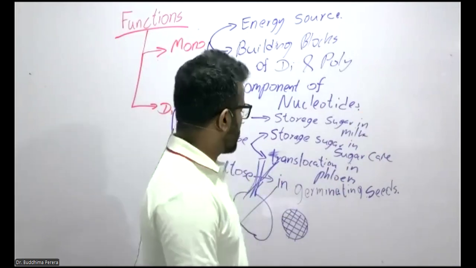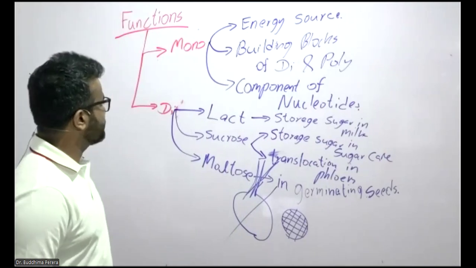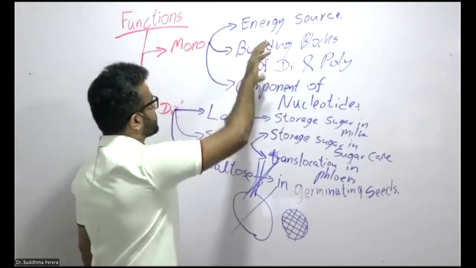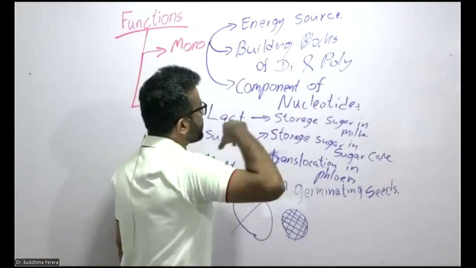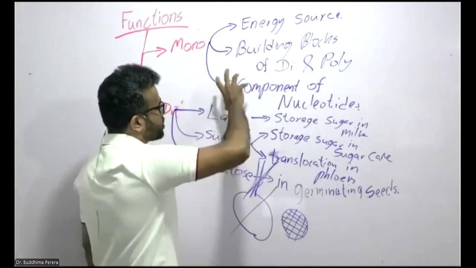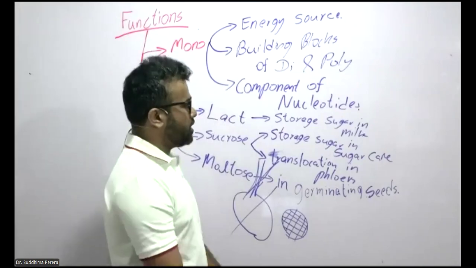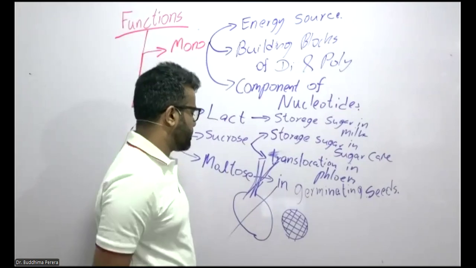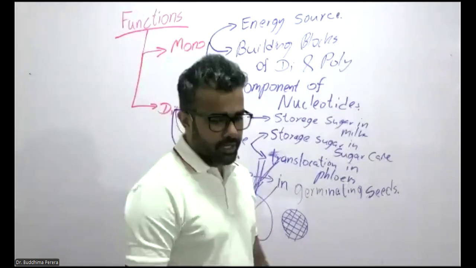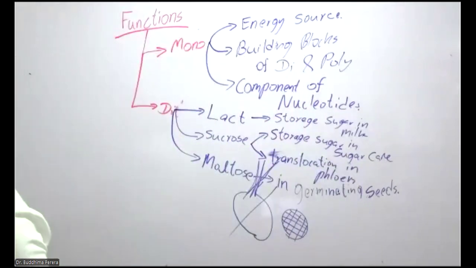Right? So monosaccharides are energy sources, building blocks of disaccharides and polysaccharides, and components of nucleotides. Lactose, storage sugar in milk. Sucrose, storage sugar in sugarcane and translocated in phloem. Maltose is in germinating seeds. Then polysaccharides.